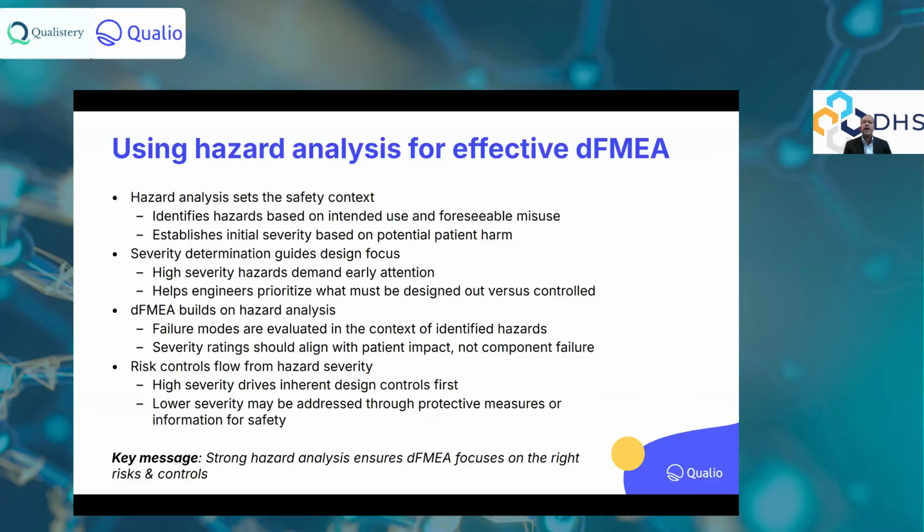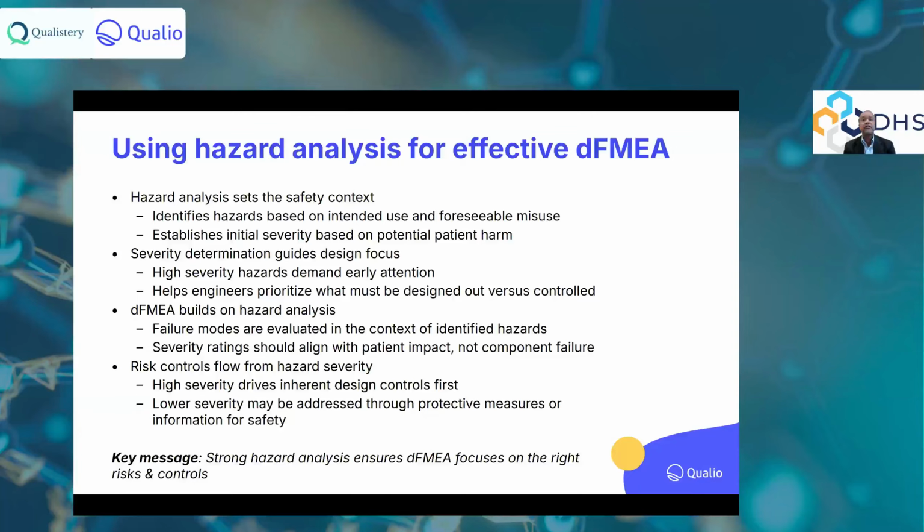Again, some elaboration on how we use hazard analysis to do an effective DFMEA. Effective DFMEA is important because that's the only place for our approach, right? Hazard analysis separately, then DFMEA, to identify controls that need to be put in place, put them there and verify. So hazard analysis, like I mentioned, sets the context.